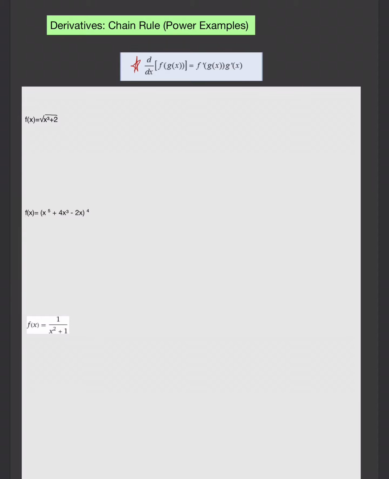So right here is our chain rule, and this means if you have a function within a function, you have to use the chain rule when you're taking the derivative. It's the derivative of the outside function with the inside function the same, times the derivative of the inside function.